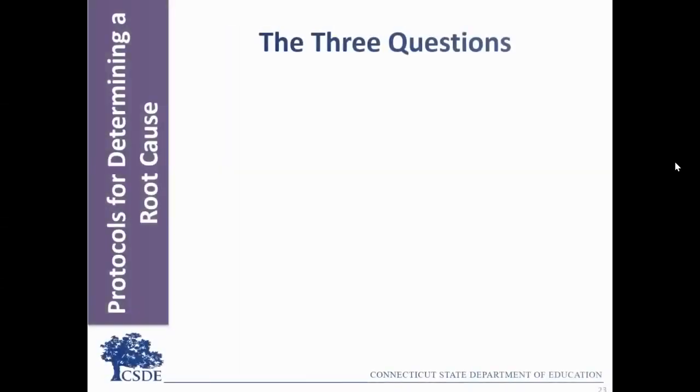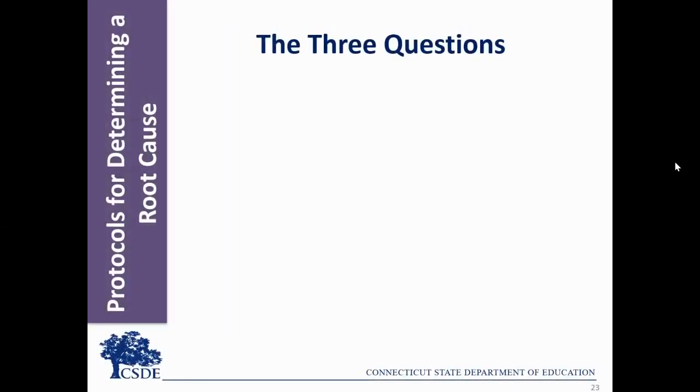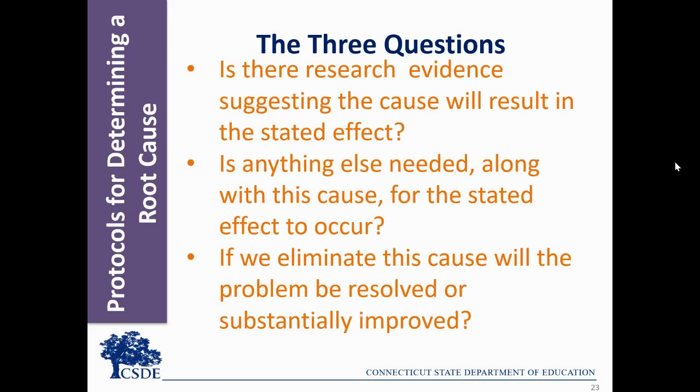Again, this diagram alone will not lead to finding a root cause, but does determine causes. The diagram will help the team, and it's coupled with these 3 questions. Is there research evidence suggesting the cause will result in the stated effect? Is anything else needed along with this cause for the stated effect to occur? And if we eliminate this cause, will the problem be resolved or substantially improved?